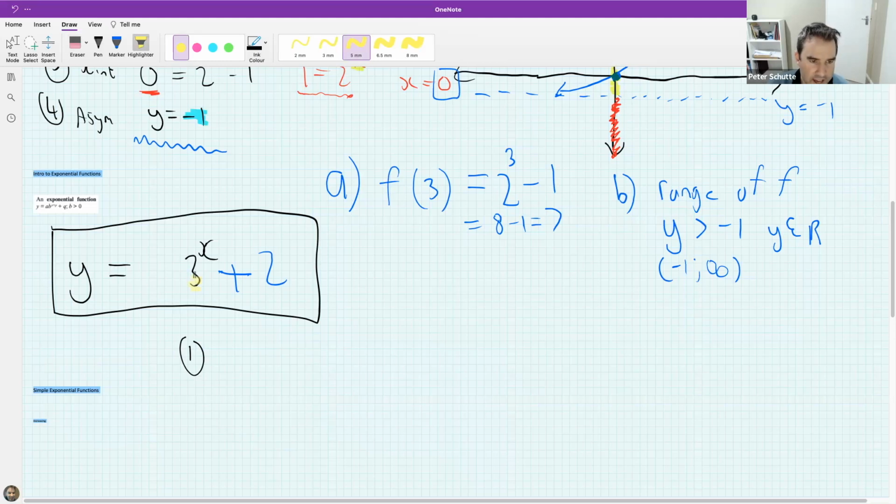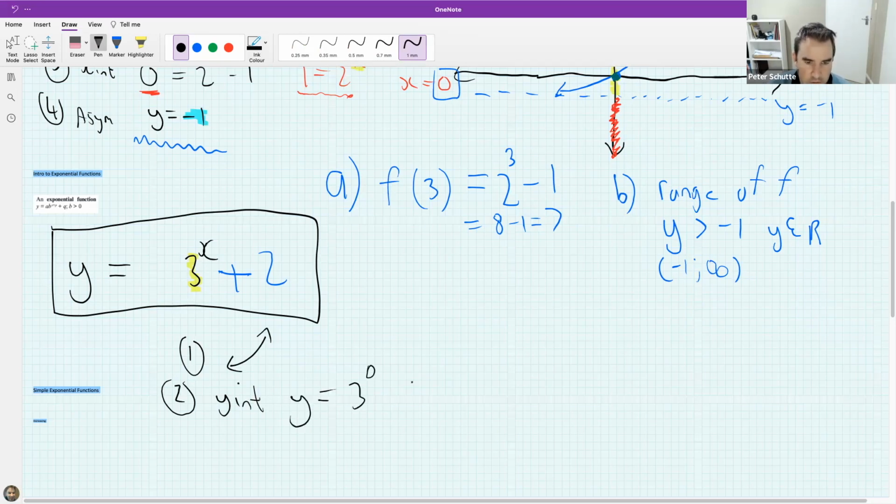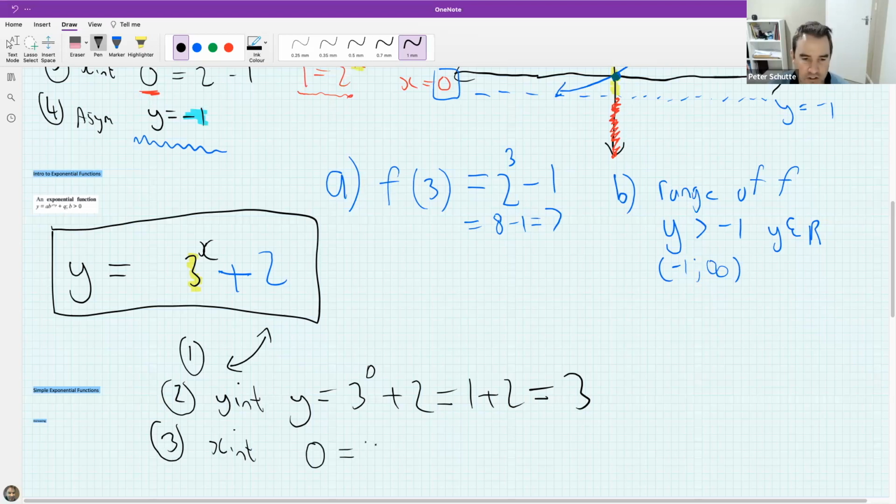So I look at my a value, and my a value is greater than 1. So the shape will still be positive. Step 2, my y-intercept is going to be 3. Aha, good question. Is it possible to find the x-intercept here? It is not. And let's just check why.